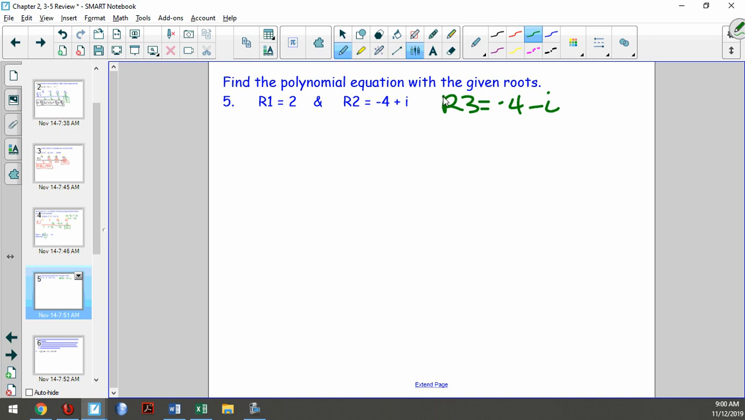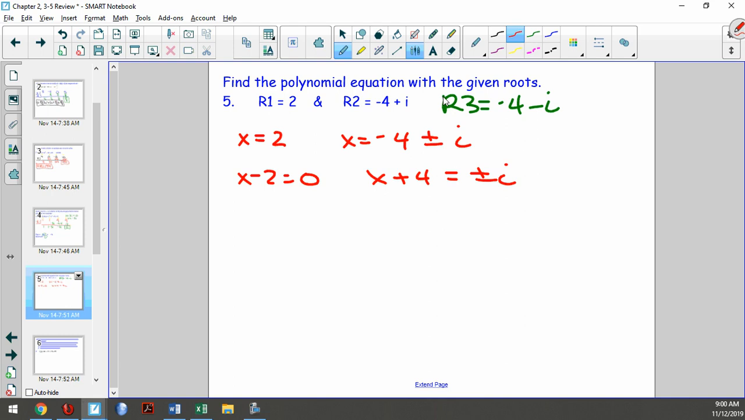Okay, now what am I going to do with all of these? I have to find the polynomial. So I have to have them all equal x. So x is equal to 2, x is equal to negative 4 plus or minus i. Do we see that? Why am I writing that as 1? Because we're going to make it 1 anyway, right? So I'm going to take the real numbers over to the other side. So x minus 2 is equal to 0, and x plus 4 is equal to plus or minus i.